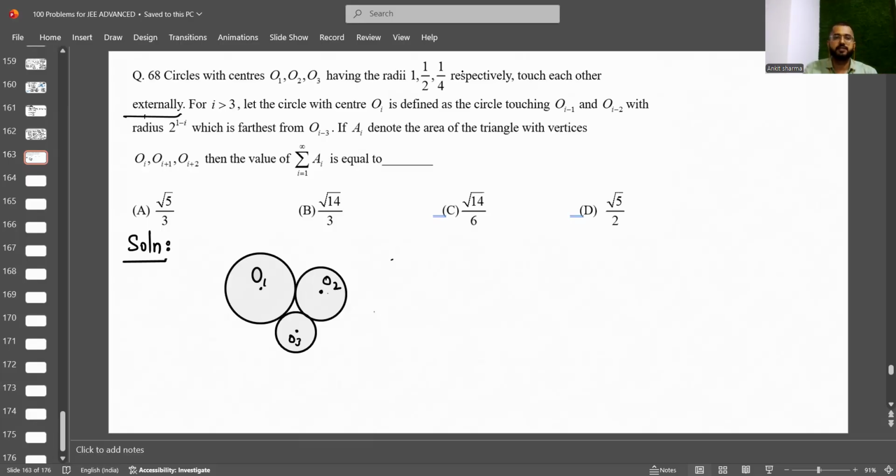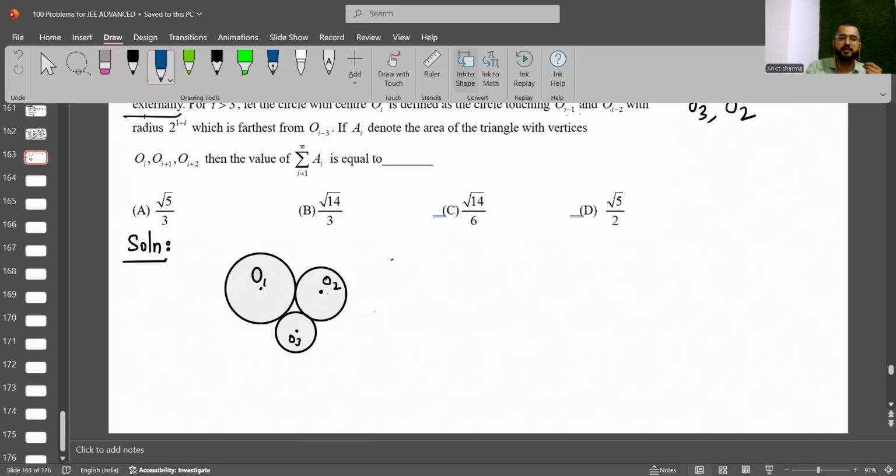And now for I more than 3, the circle with center OI is defined as the circle touching OI minus 1. That means if I take the next circle, which is O4, then O4 should be touching O3, and it should be touching O2. So that circle could be inside this or here basically, but they have given that it's farthest from O1. So that means I have to draw it here. So the new circle which is going to come now should be here.